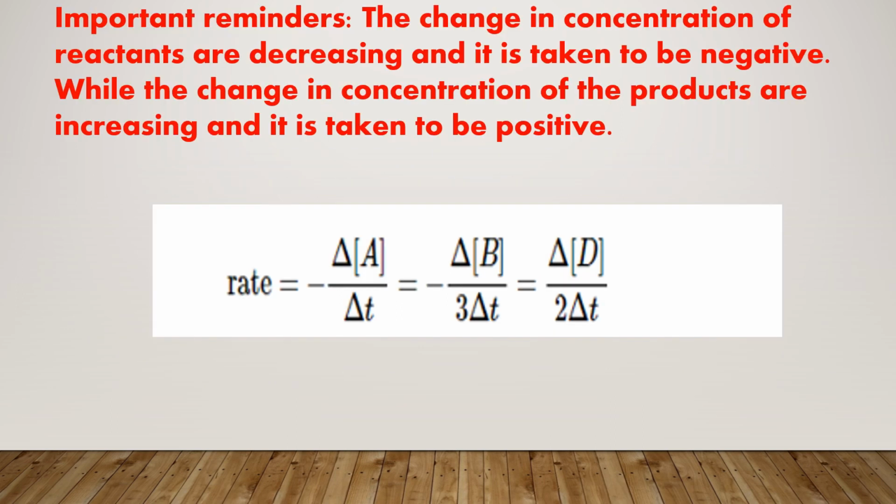Take note that the change in concentration of reactants are decreasing and it is taken to be negative, while the change in concentration of the products are increasing and it is taken to be positive. So the rate is equal to negative change in concentration of A over the elapsed time, which is also equal to the negative change in concentration of B over 3 times the elapsed time, or also equal to the change in concentration of D over 2 over the elapsed time.